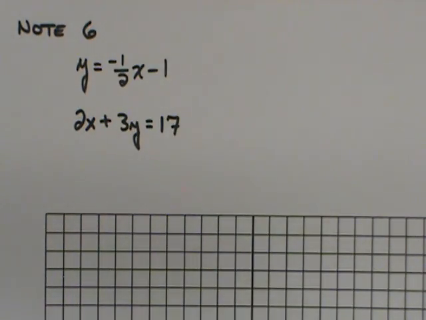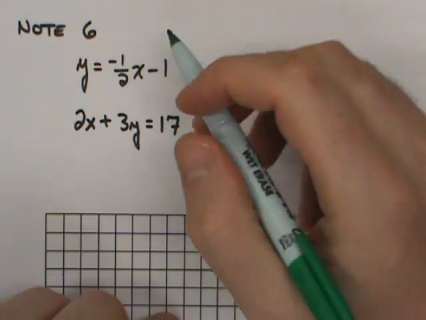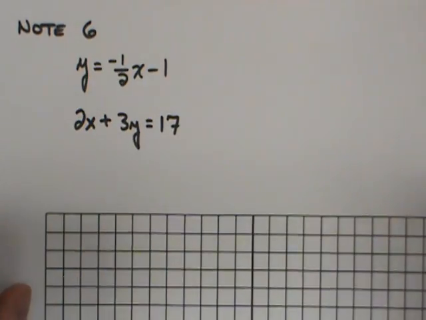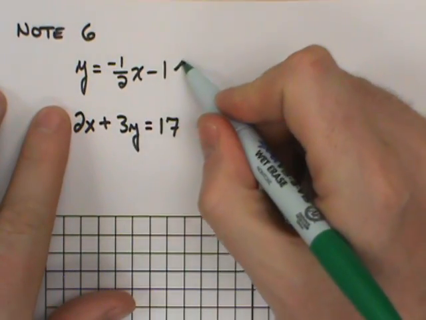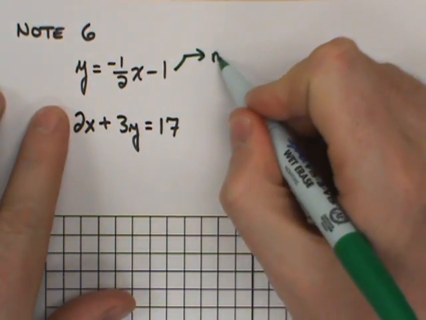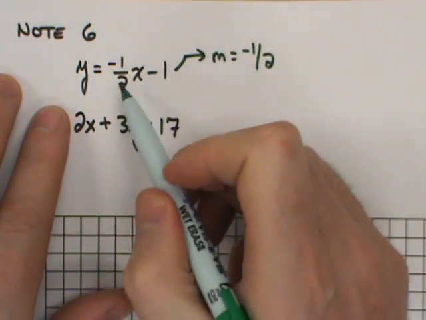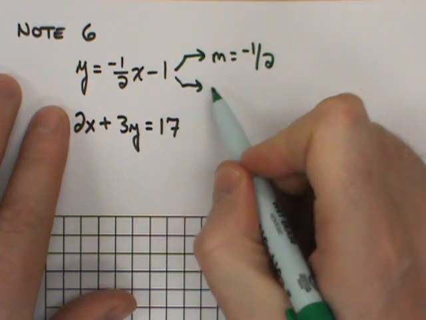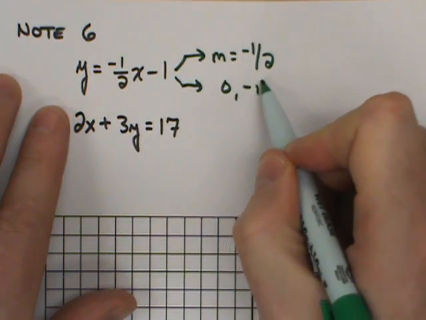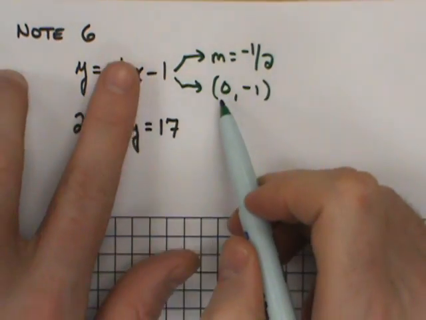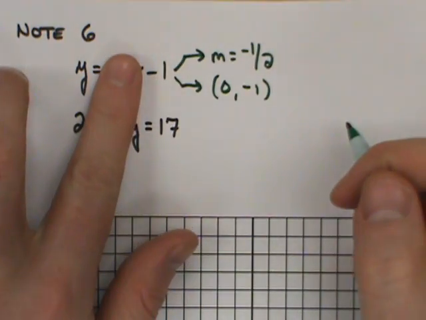For example number 6, again we have the two lines. One's in slope-intercept form, one's in standard form. For the slope-intercept form, we need to be able to pull out a slope. The slope is -1/2, slope-intercept form. A nice starting point would be 0, -1. As I throw 0 in for x, y turns out to be -1.